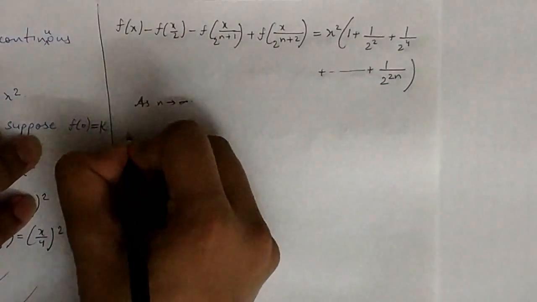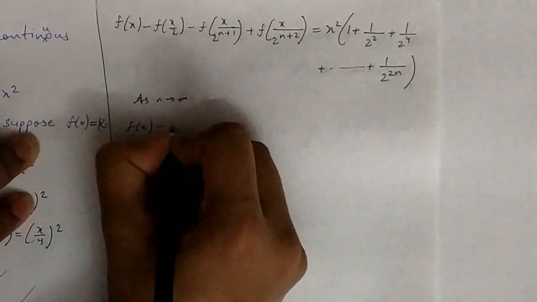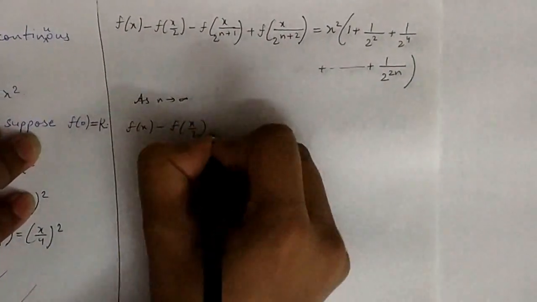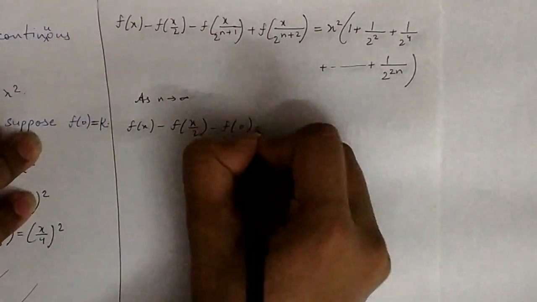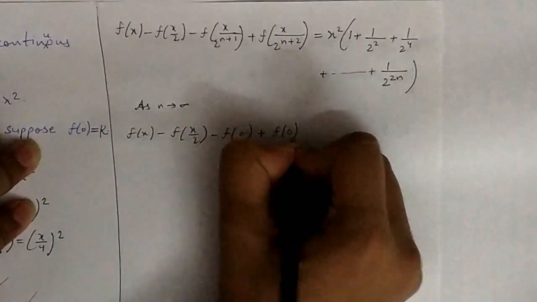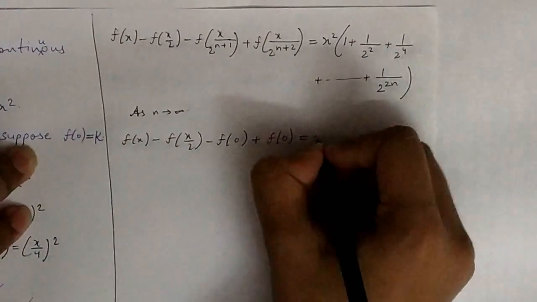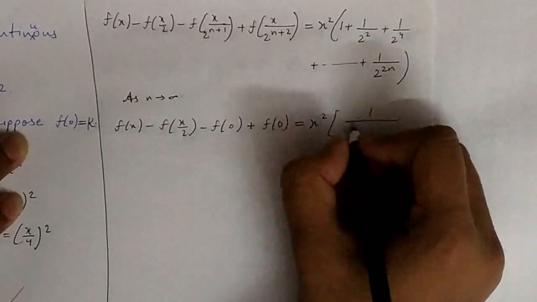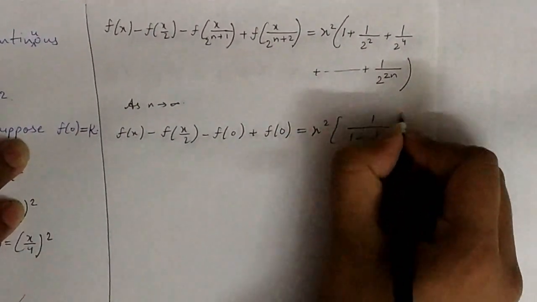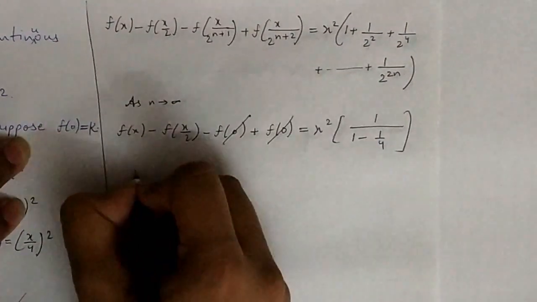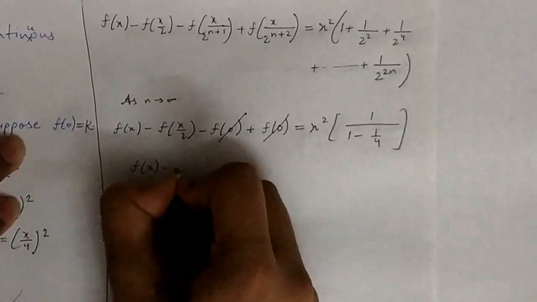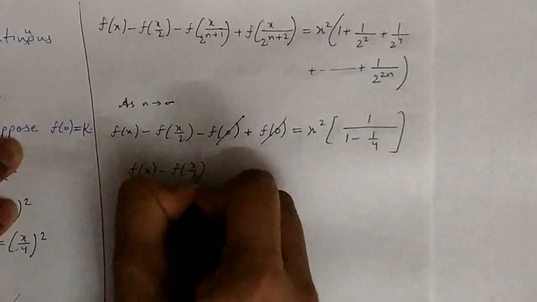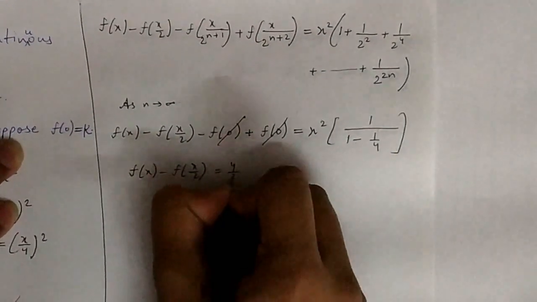Okay, so we get here f of x minus f of x by 2. As n is tending to infinity, x upon 2 to the power n plus 1 will tend to 0. So minus f of 0 plus f of 0 equals x square times the GP sum. And the first term is a and the common ratio is 1 by 4. So a upon 1 minus r. Okay, and f of 0 are cancelled. So f of x minus f of x by 2 equals 4 by 3 x square.